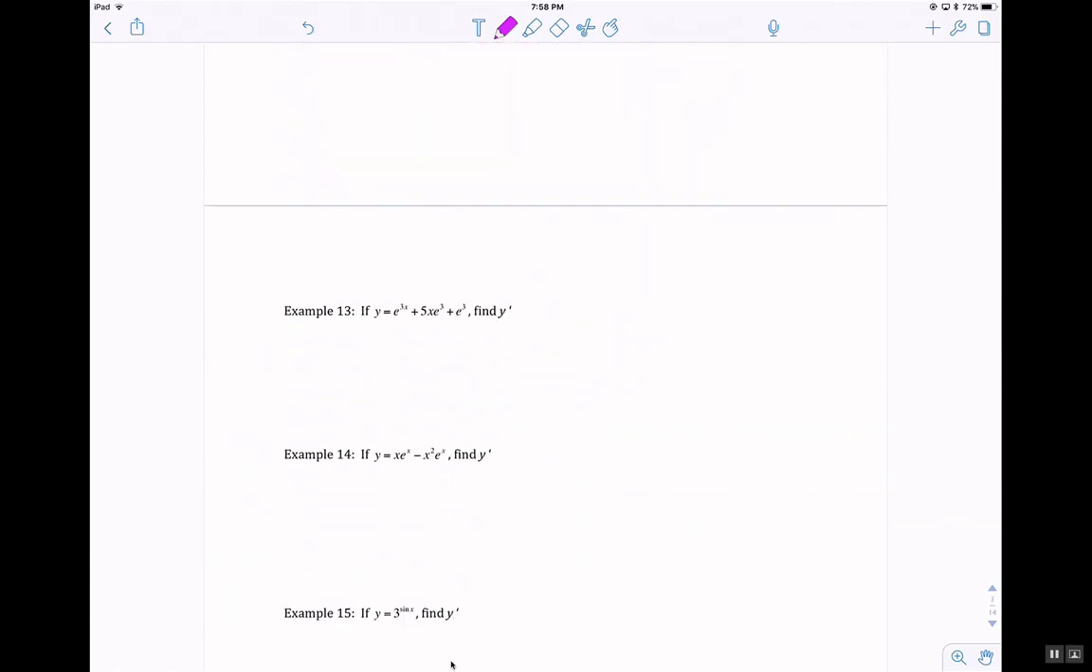So 13, y prime: e to the 3x times the derivative of 3x, which is 3, plus, now this e cubed is just a number, so this is 5e cubed times the derivative of x, which is just 1, and then plus the derivative of e cubed, which again is just going to be 0. So my y prime is 3e to the 3x plus 5e cubed.